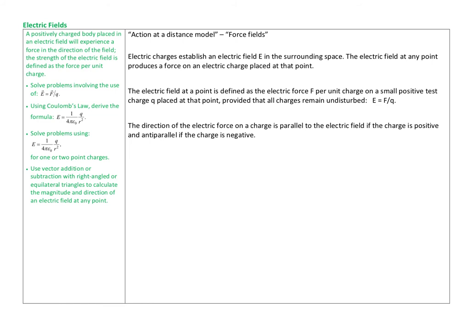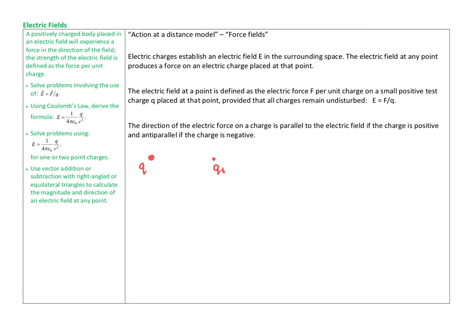So we need to use this electric field definition, E equals F on Q, and Coulomb's law. We talked about Coulomb's law previously, and we need to use it to derive this formula. So what are we talking about here? Let's say we have two charges. We have one charge here, let's call that Q, and then we have another charge here, which I'm going to call QT. That's our test charge. It doesn't really matter, the notation.